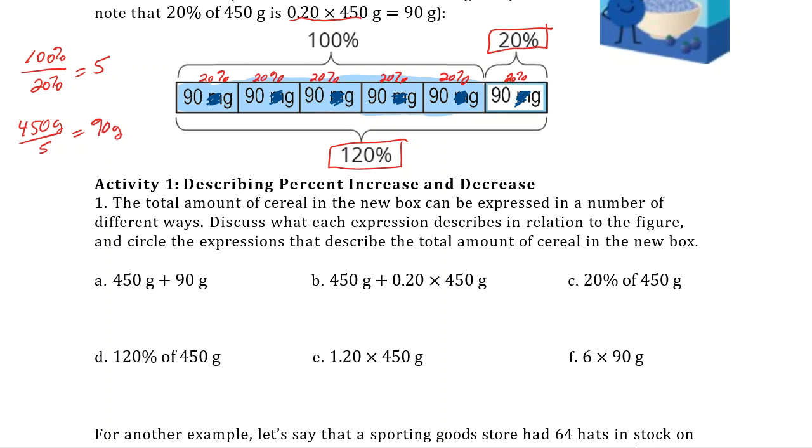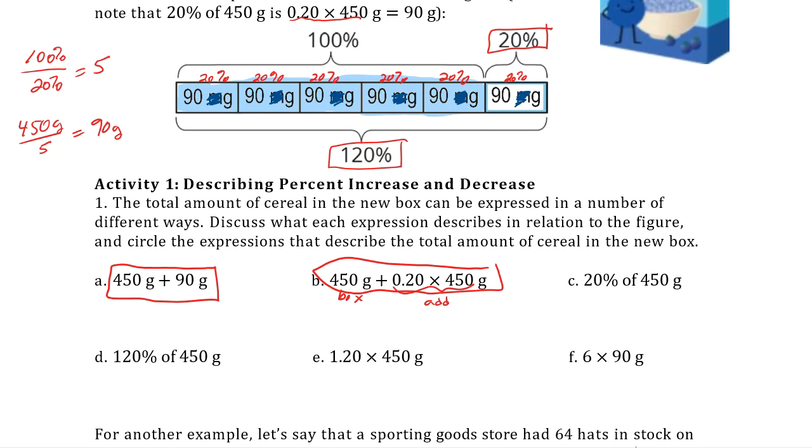All right, let's see how you did. Well, this first one, 450 grams plus 90 grams, yeah, that's how much is going to be in the new box. I have 450 plus another 90. That would work. Could I take 450 plus 20% of 450? Well, 450 was what was in the original box, and this is the amount that's added. So yeah, that would give me the amount in the new box. That would work as well.